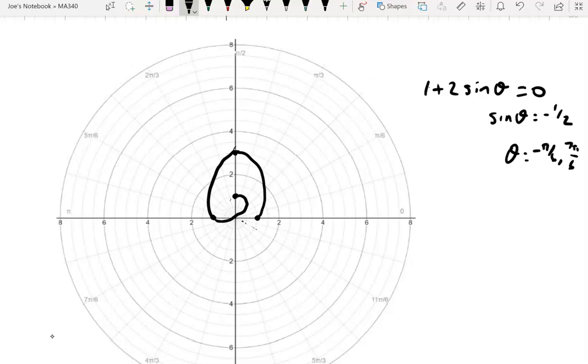And then again, I've got to get from this point to this one. But again, this was negative, this was positive. So I have to hit the pole on the way out. I've got my guiding line right here. I have the 11 pi over 6 or the negative pi over 6. So we'll come around this way into there. Let me get that graph.